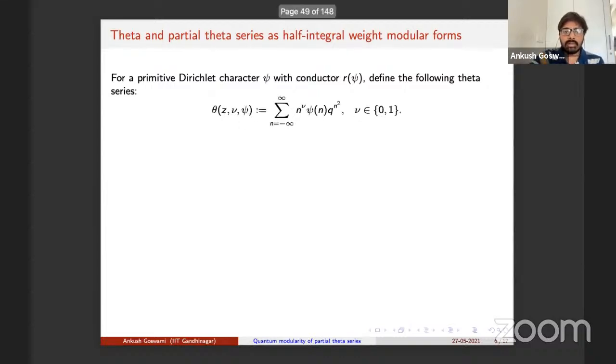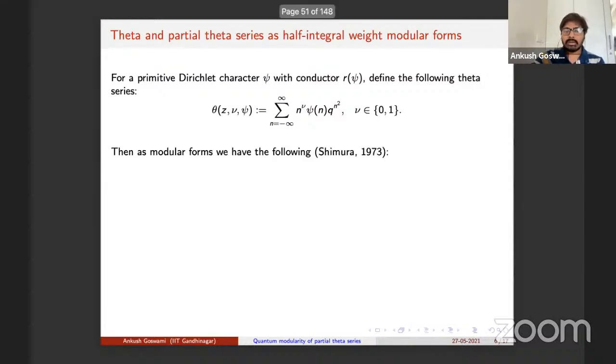And then you define this theta series, theta of z comma nu comma psi, which is defined to be this bilateral sum over all n going from -infinity to +infinity of n to the power of nu times psi of n times q to the power of n square, where nu can be either 0 or 1.